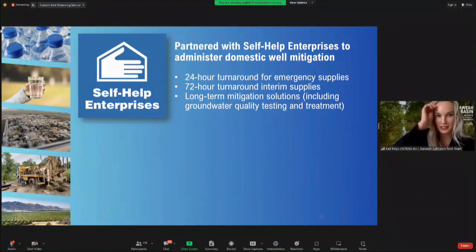The Kaweah Subbasin Mitigation Program provides solutions that meet emergency through long-term needs for households that have lost access to drinking water because of overdraft conditions. The mitigation program also resulted in the inception of 3 new management actions.